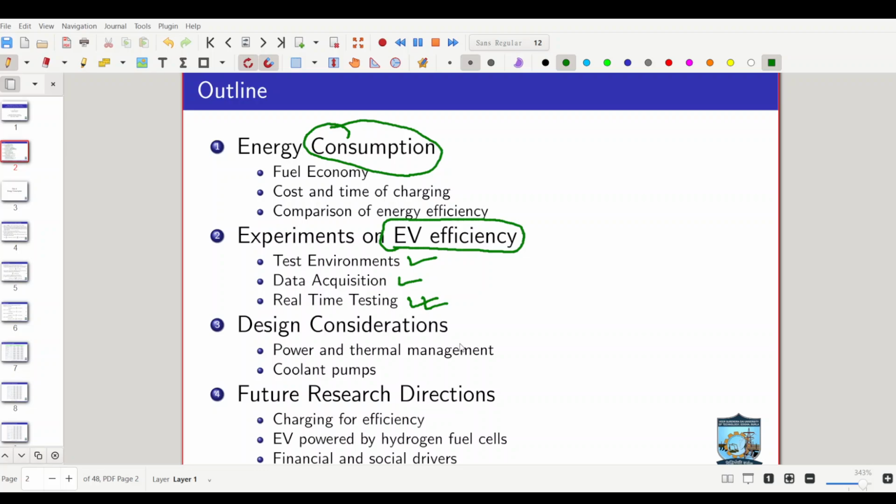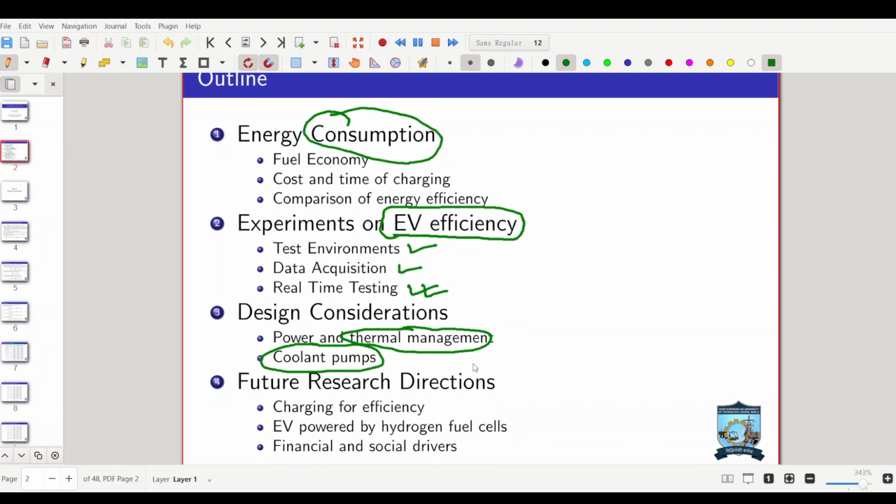Then we will go to the various research considerations for design of electric vehicles, and as we know, the most important part is the thermal management and cooling, which essentially improves the efficiency of electric vehicles. Finally, we will have a look at the various research directions, especially the new charging methods that are available. As we know, the major concern regarding electric vehicles is the charging aspect, so that it can be taken for long route driving.